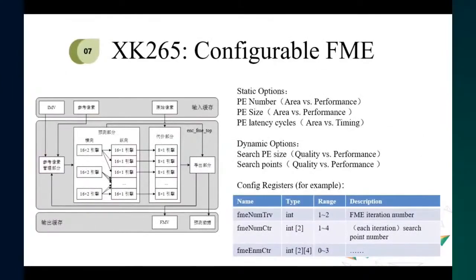And for the fractional motion estimations, the static options we provided are the PE number and also the PE size, and it is used to balance the area versus performance. And also we provided the PE latency cycles. It is used to balance the area versus timing of the PE processing elements. For the dynamic options, we provided the search PU size and the search points. It is used to balance the quality versus performance.